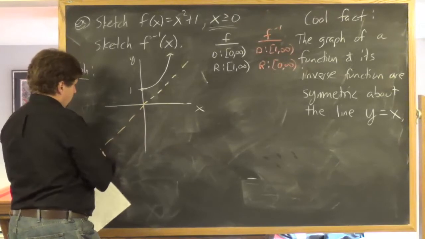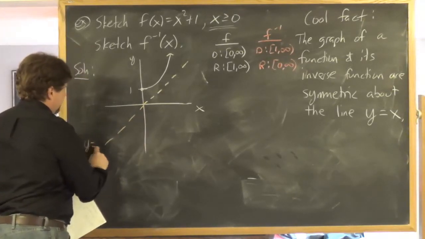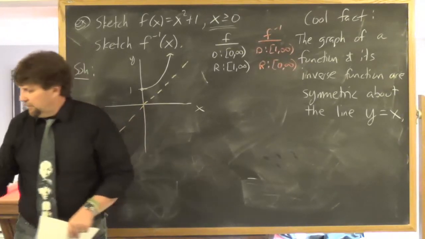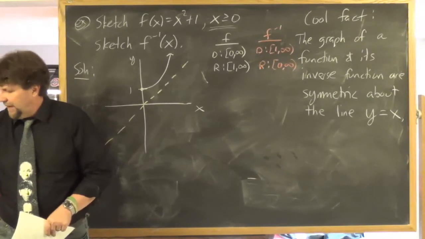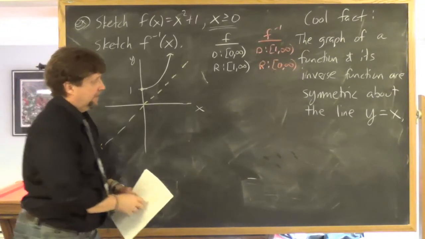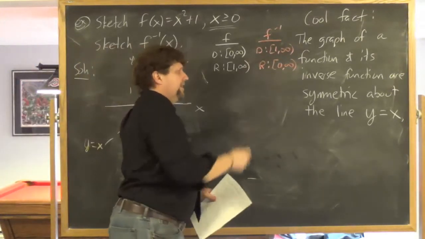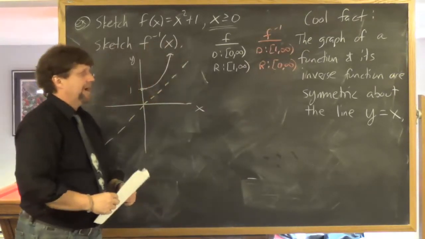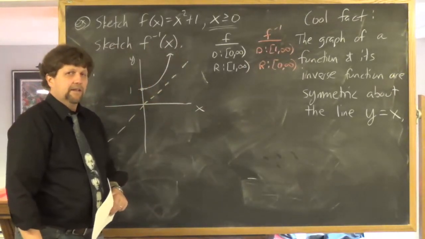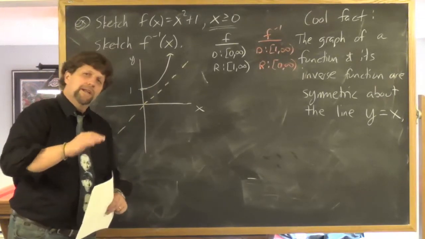So this is the line y equals x. Okay, now remember my cool little fact here. The graph of a function and its inverse function are going to be symmetric about the line y equals x. So here's one little trick.